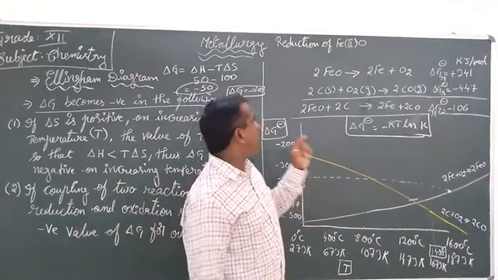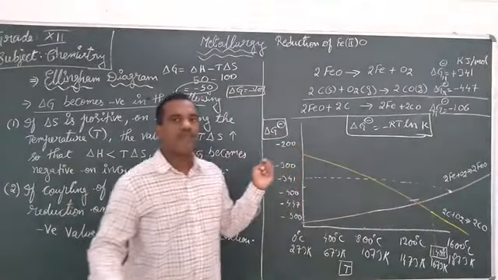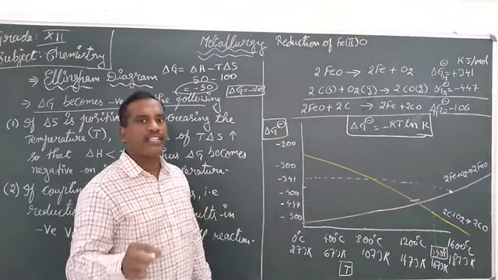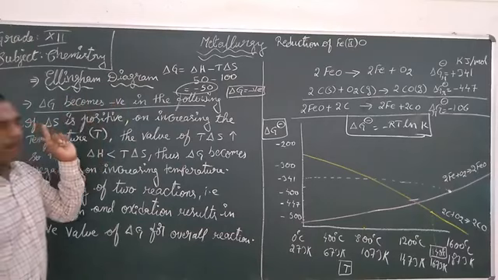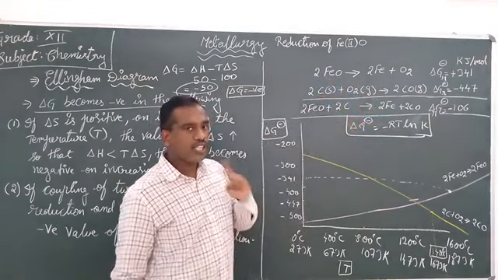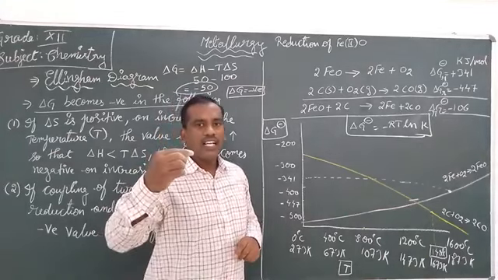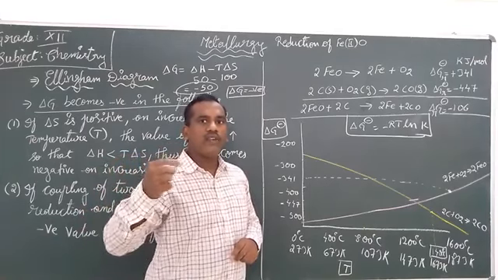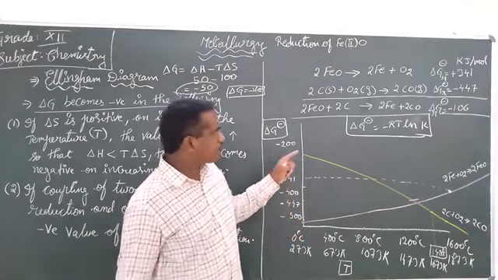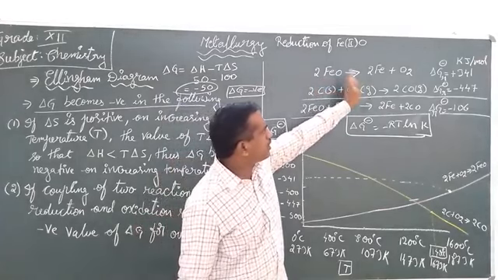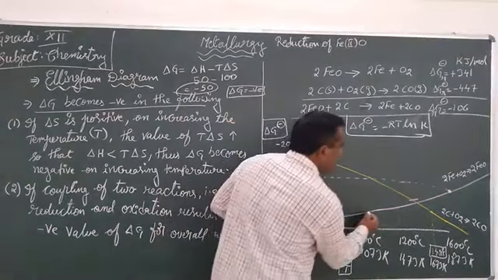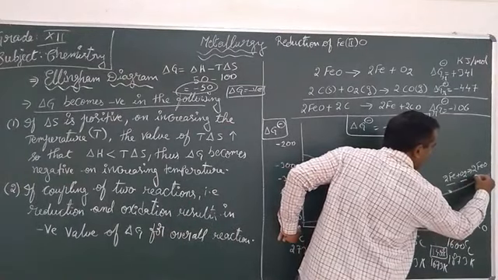Means the other way of representing delta G is delta G negative. So we are plotting the delta G negative value with temperature in the Ellingham diagram. What is the equation I have written? Reduction of iron oxide. 2FeO gives rise to 2Fe plus O2. Last time we discussed these three lines: C plus O2 gives CO2, 2CO plus O2 gives rise to 2CO2. Whereas here I have simplified to only one line. What does the line mean? Here you can find 2FeO gives rise to 2Fe plus O2. I have started somewhere with the reactant, but when it is converting into product, that is 2Fe plus O2 gives rise to 2FeO.